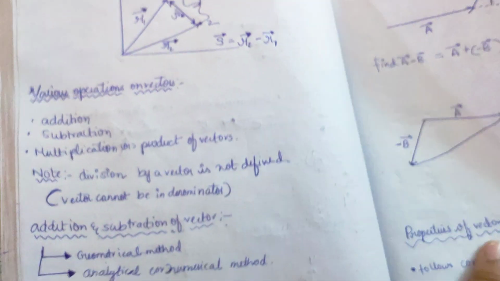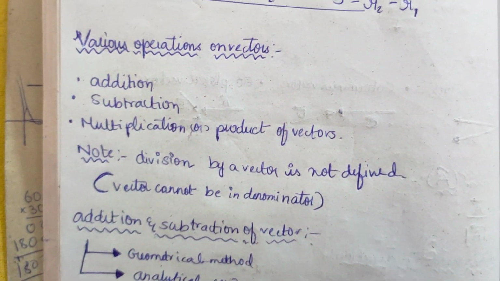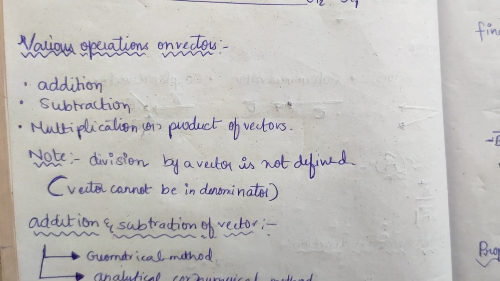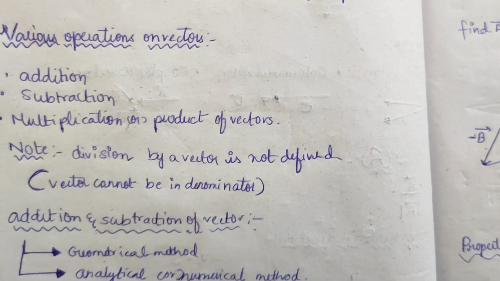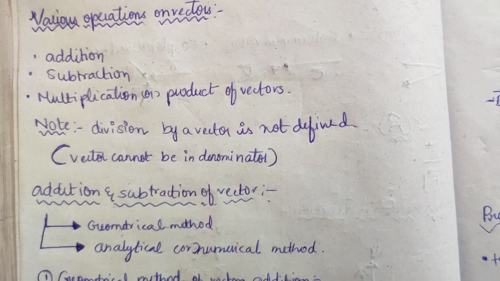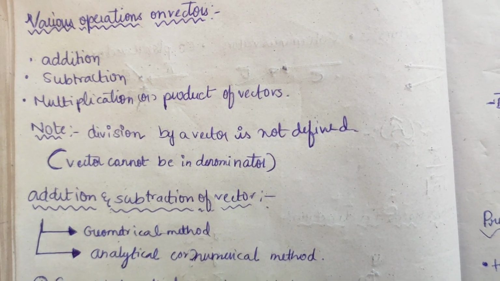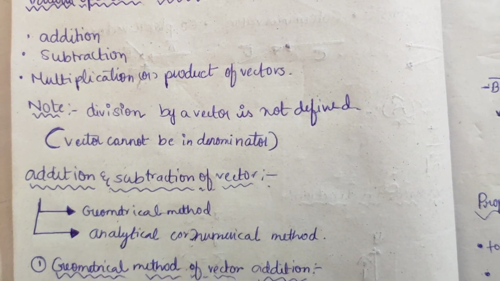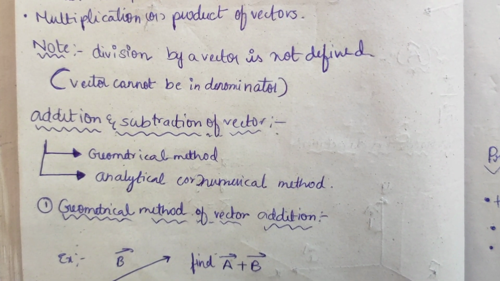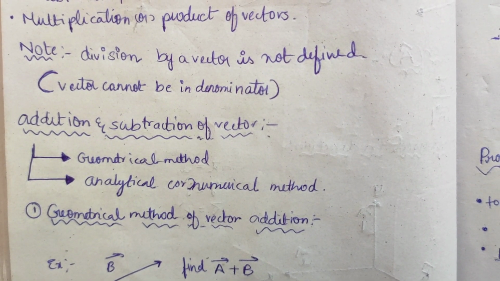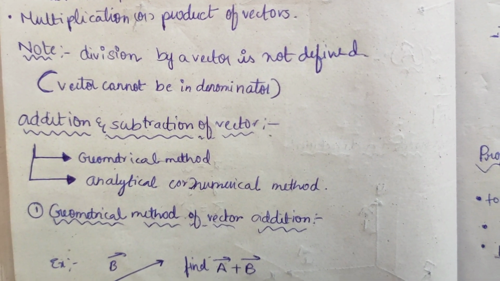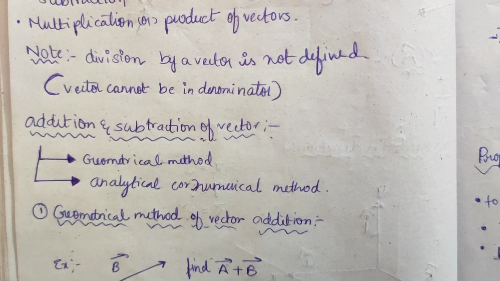Now here let us discuss various operations on vectors. First addition, then subtraction, multiplication and product of vectors. Note, division by a vector is not defined because a vector cannot be a denominator. Now let us discuss addition and subtraction of vectors. Two types of methods are there for addition and subtraction of vectors: the geometrical method, and the second one is the analytic or numerical method.